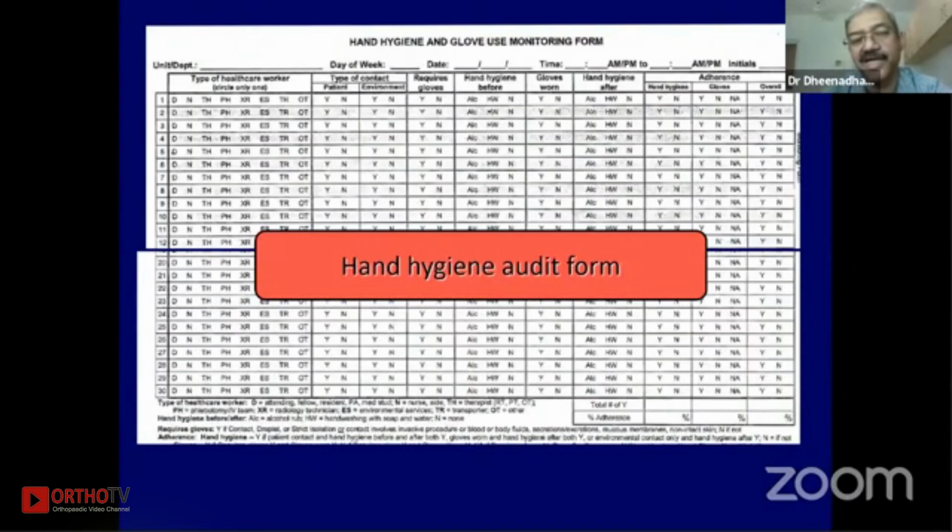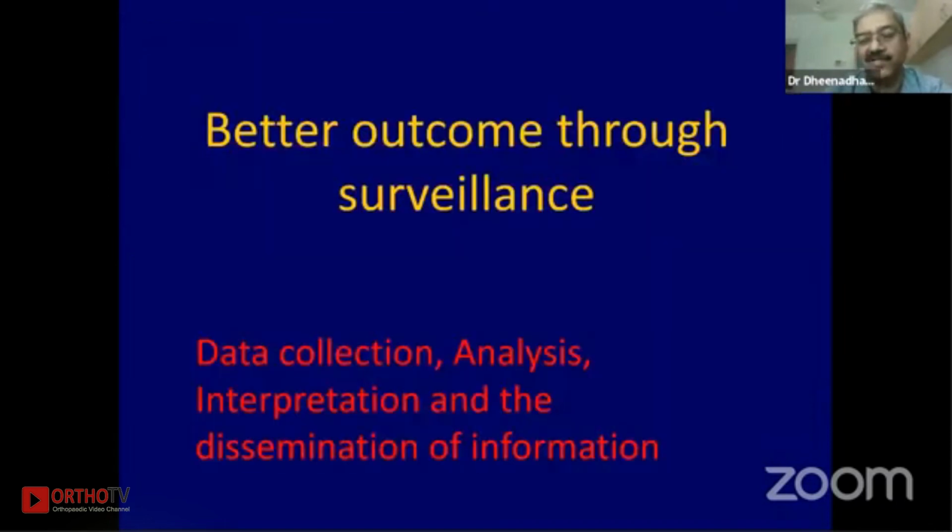So we have this hand hygiene audit form, and every day this is being monitored. Whoever walks in to the patient, the nurse who goes along ticks the form and makes sure whether you are using the hand rub or not, and whether you have used a glove in the appropriate case. Everything is monitored. When that is done, everyone automatically falls into line. That is why surveillance is important.